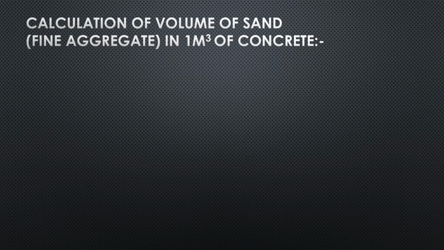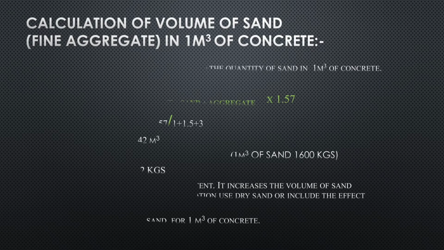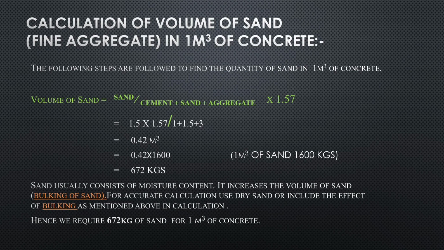Now we calculate the volume of sand for 1 cubic meter of concrete. The formula is the same: the volume of sand divided by the sum of the ratios, into 1.57. Here the result is 0.42 meter cube, and multiply by 1600. Here we consider 1 cubic meter of sand equal to 1600 kgs. So our required sand is 672 kgs.